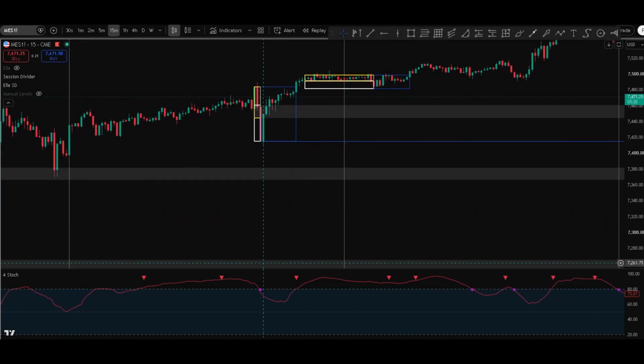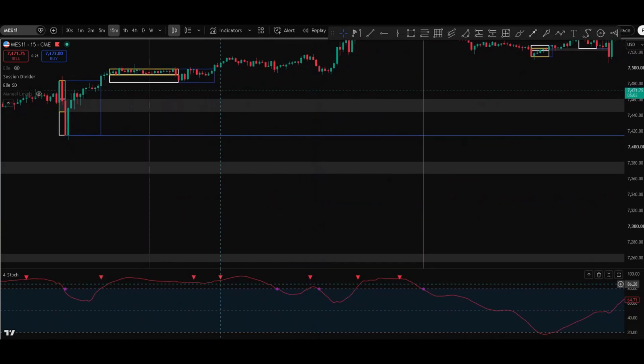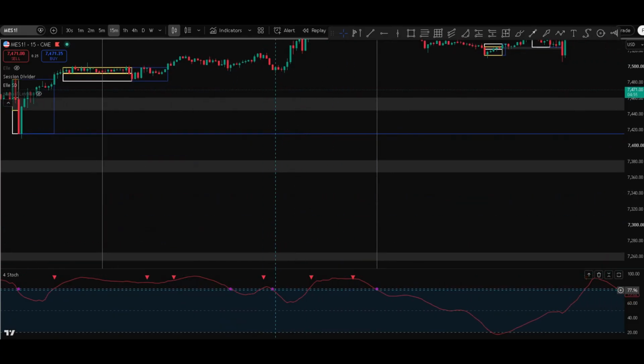So what you can see is that this red arrow means that we are in the overbought territory, okay? And this purple dot represents the moment that we've crossed back below the 80, all right? You can see here that this happened several times. Here we are overbought, and then we've crossed back below the 80. Overbought, crossed back below the 80, okay?